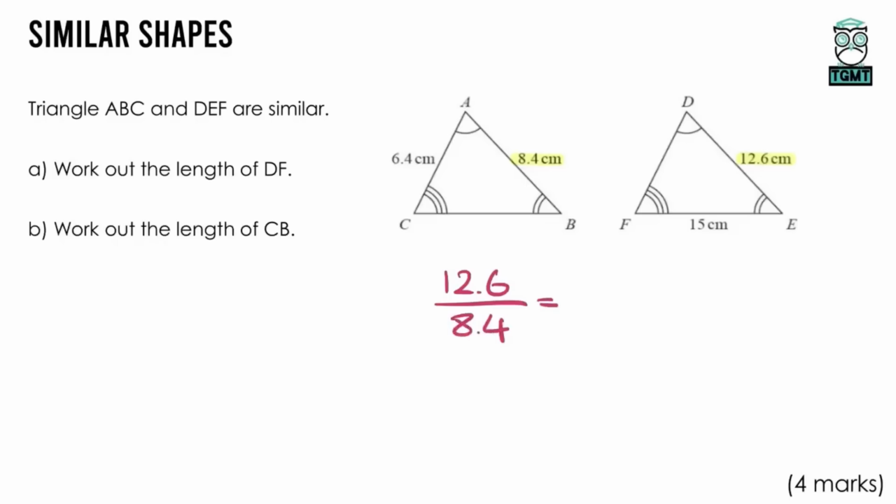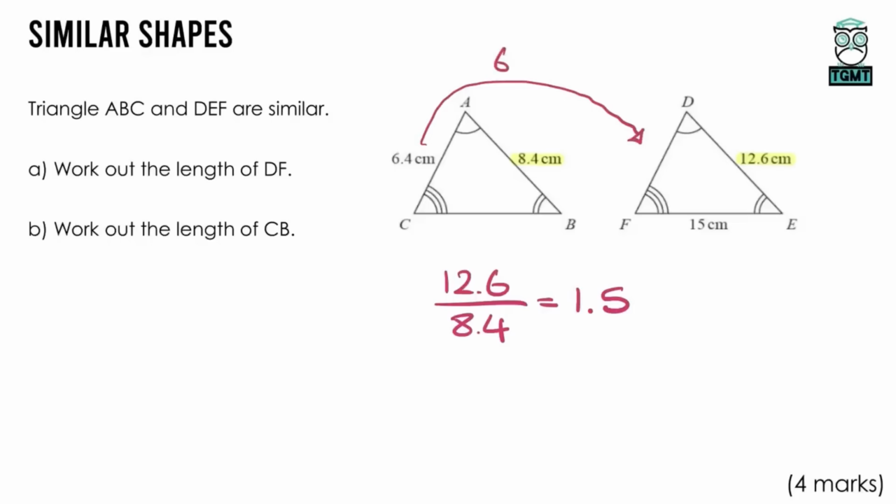So 12.6 divided by 8.4 comes out as 1.5. Now that is our scale factor. That means to get to the right triangle, the bigger triangle, we would multiply by 1.5. And to get to the smaller triangle, we have to divide by 1.5. So now we're just going to apply that. Work out the length of DF. Well, that's going from the smaller triangle up to the big one just here.